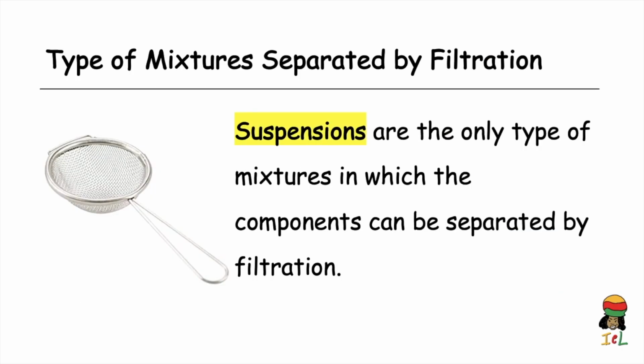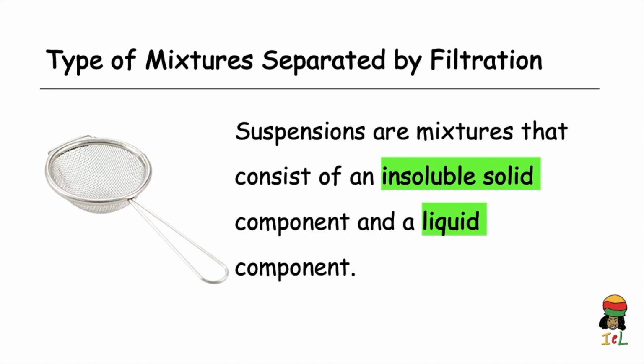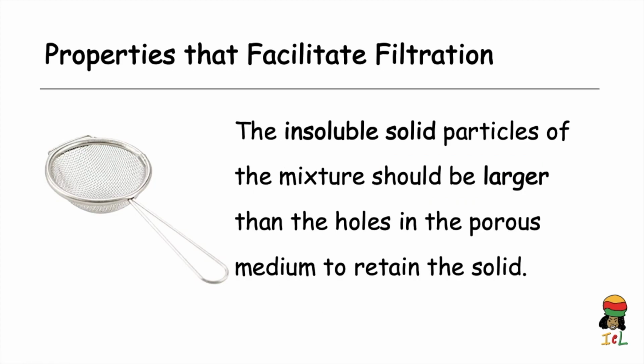Types of mixtures separated by filtration. You may have figured this out already, that suspensions are the only type of mixtures in which the components can be separated by filtration. This is so because suspensions are mixtures that consist of an insoluble solid component and a liquid component.